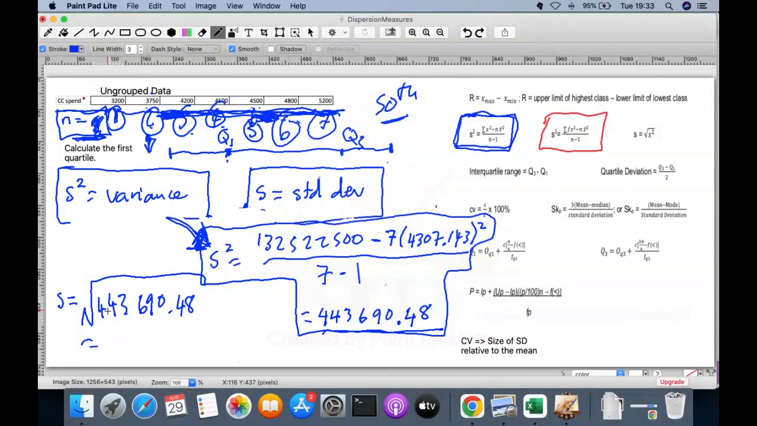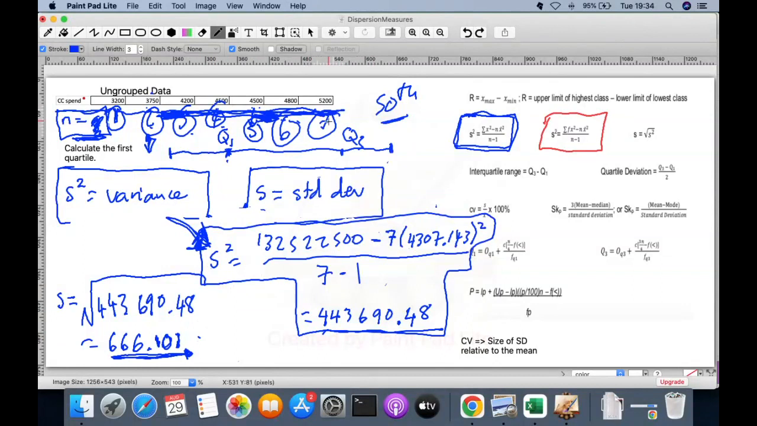Square root of 443,690.48, and that is a value of 666.101. I'll make it 3 decimal places, like I said earlier. But you're not going to get penalized if you go to 2 decimals. It's still okay. But try not to take it to 1 decimal. Put at least 2 decimals. I would encourage you to go to 3. It's more accurate. Okay, and that's your standard deviation.